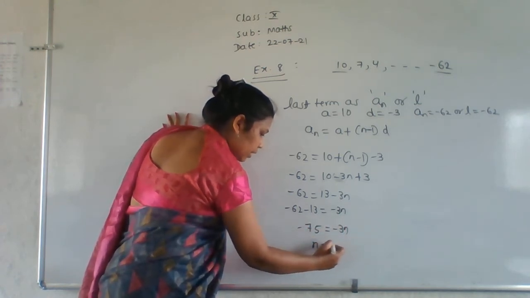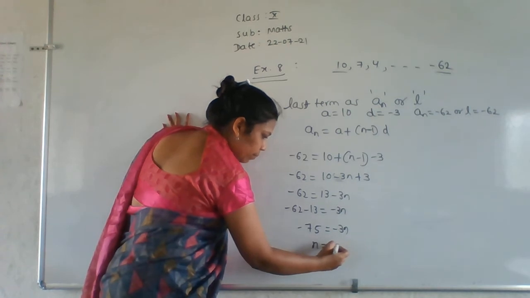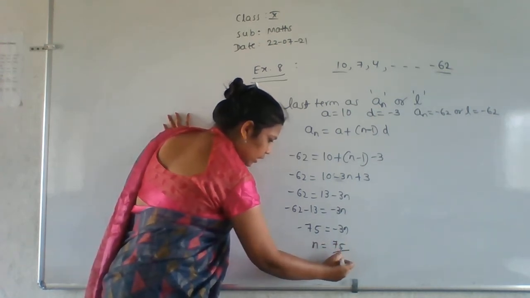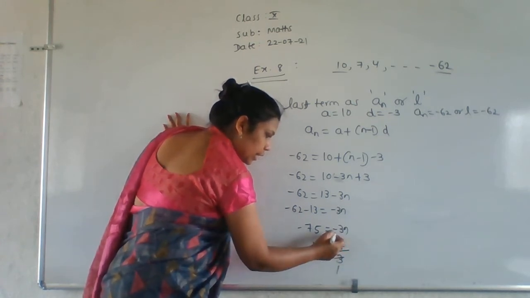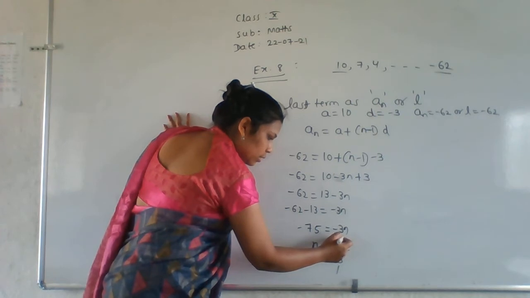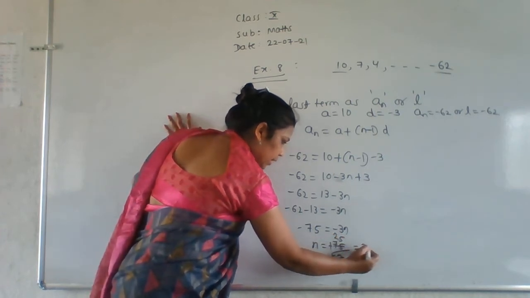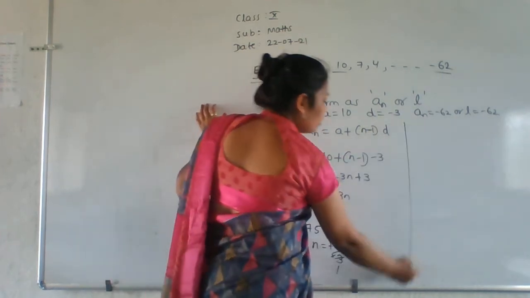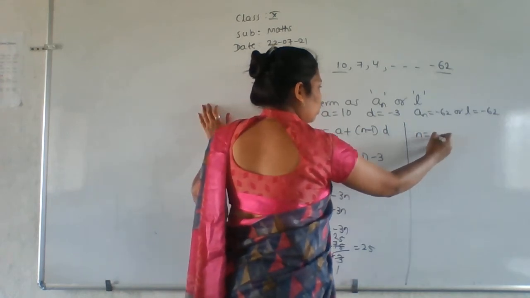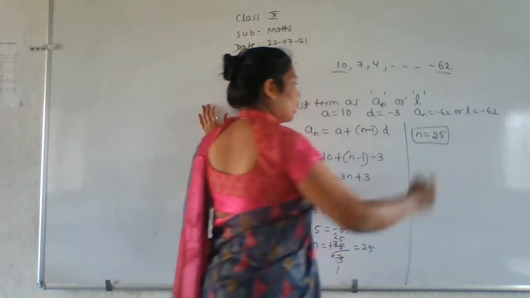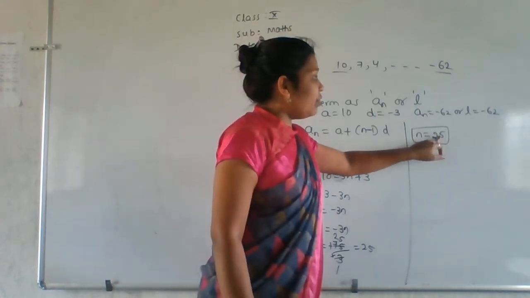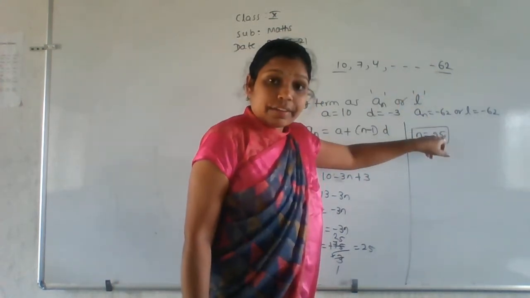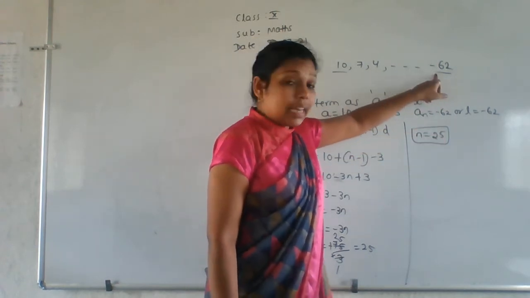So what is the value of n here? That will be 75 divided by 3. 3 ones are 3, minus gets cancelled. 3 twos are 6 and 3 fives are 15. So that will be 25, right? So now we got n is equal to 25. Okay, it means what? Which term is the last term? 25th term is the last term.